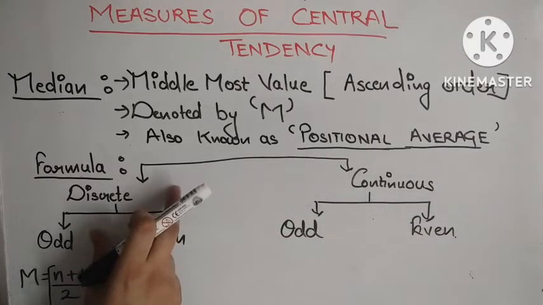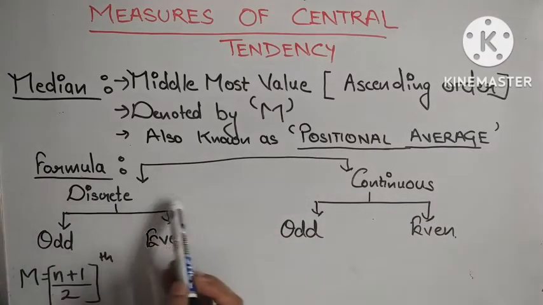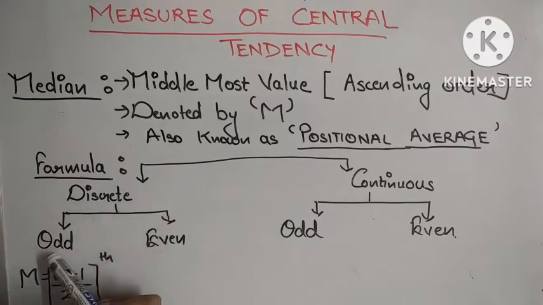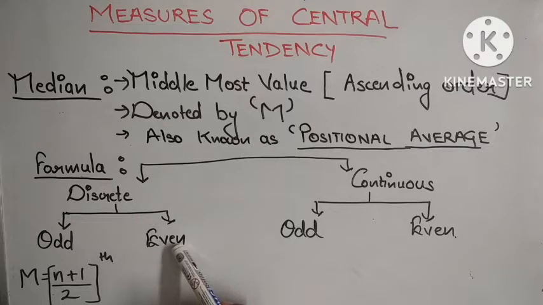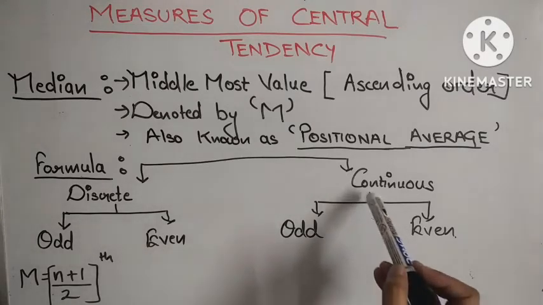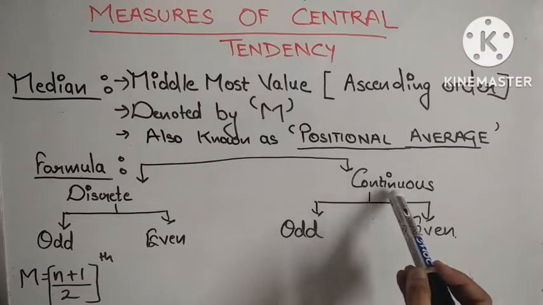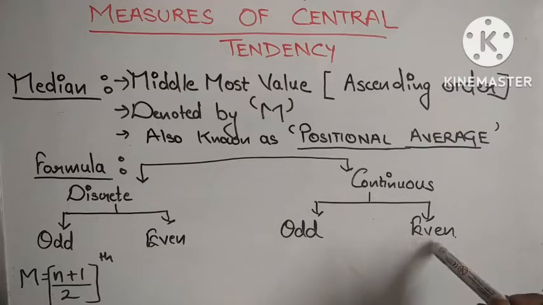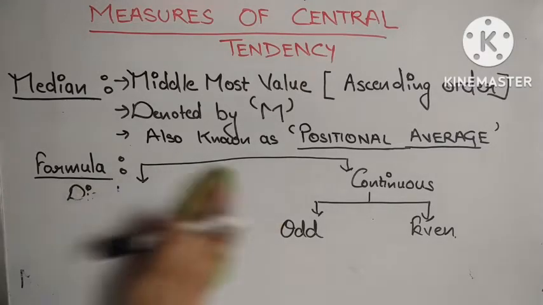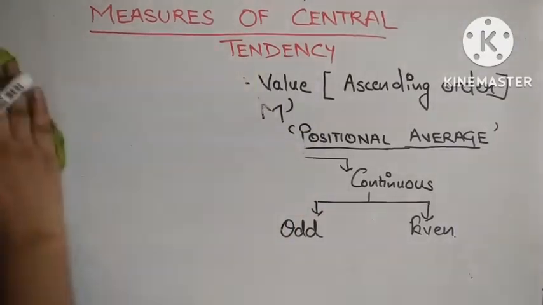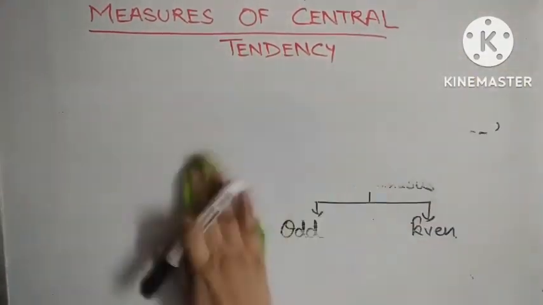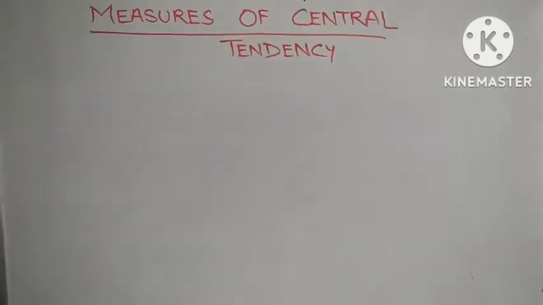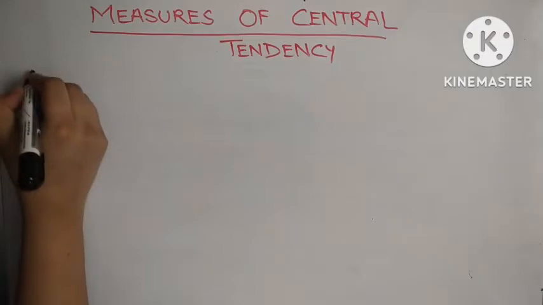So we have different formulas. If you have the discrete frequency table in which you have an odd set of numbers, and if you have an even set of numbers, the formula will be different. Similarly in the continuous frequency table, if you have an odd set of numbers, the formula will be different, and if you have an even set of numbers in the continuous frequency table, the formula is different. So I hope this much is clear to you. Now let us see with the help of various examples how we can calculate the median.